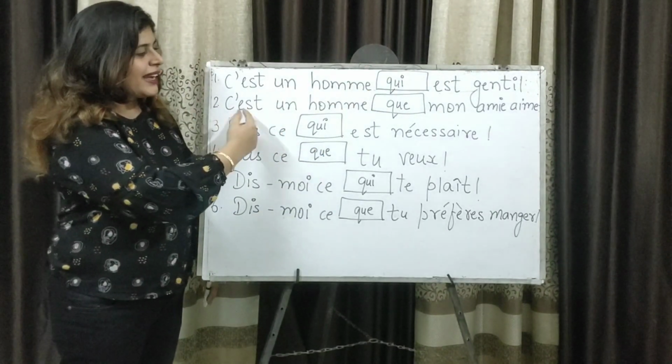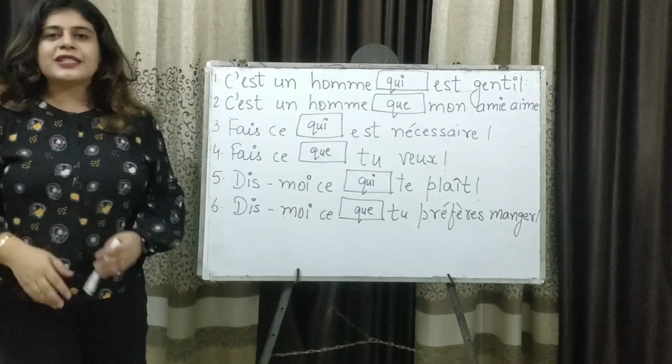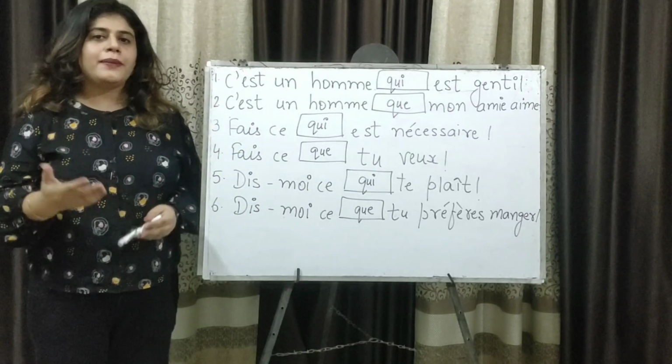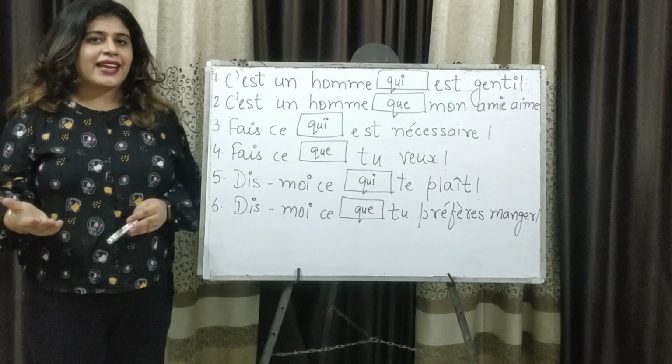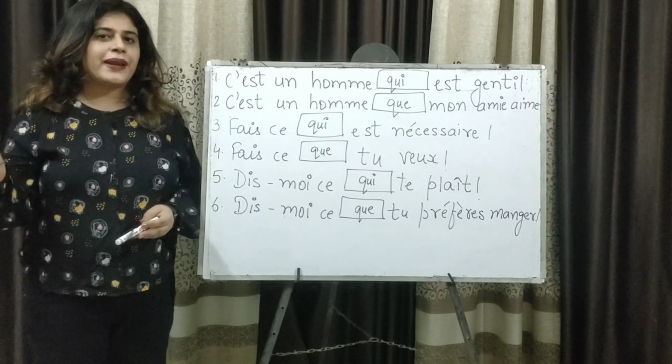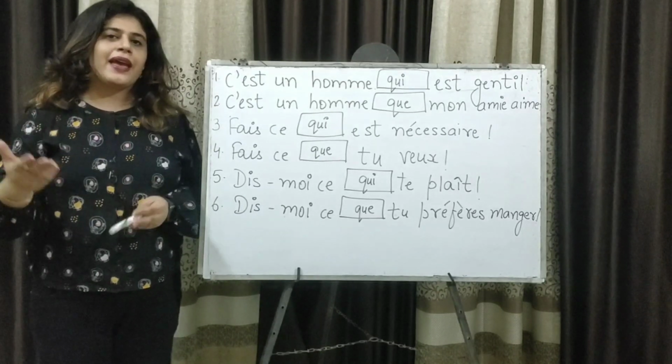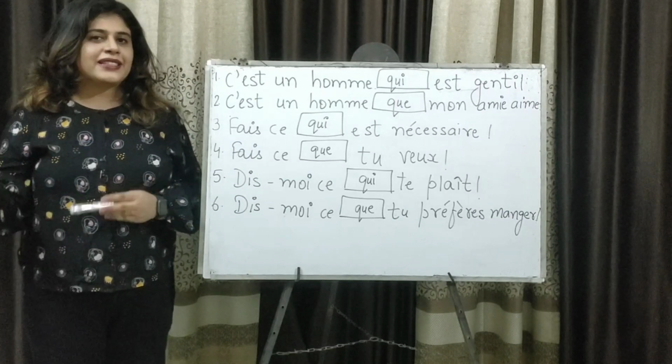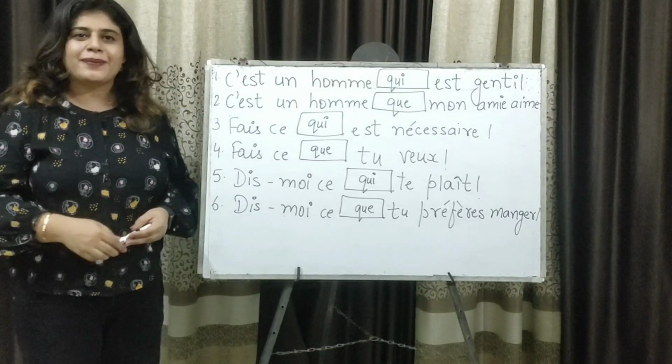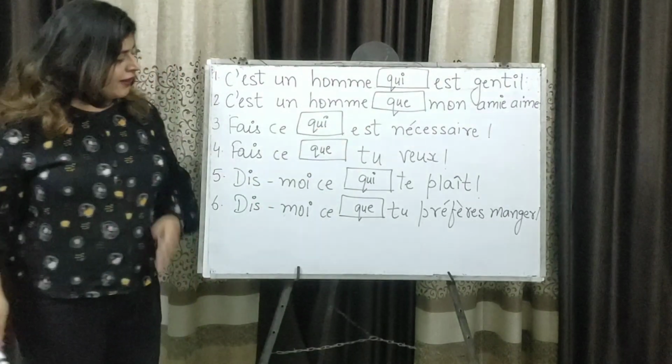Likewise, second sentence, c'est un homme. Now see what is written after the blank. Mon ami aime. My friend likes. So the man comes at the place of an object. Mon ami aime cet homme. My friend likes this man. And object replacement is que.